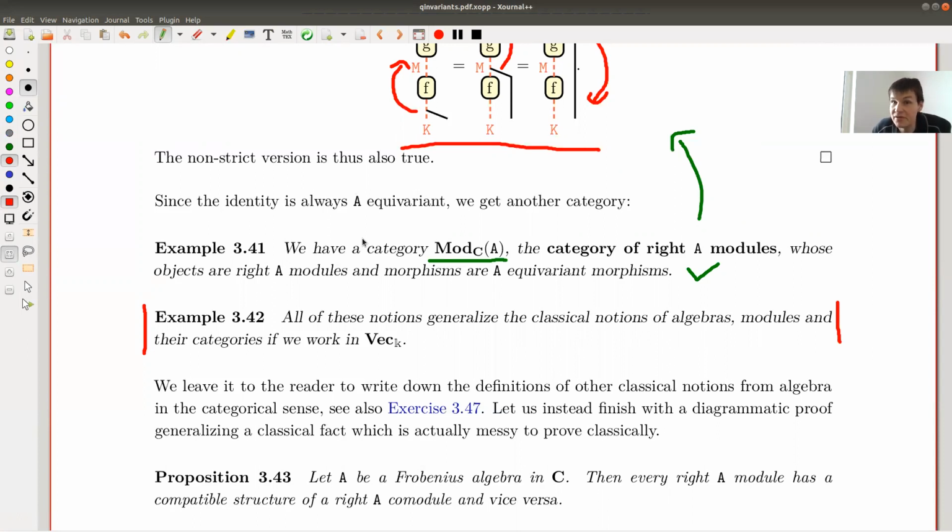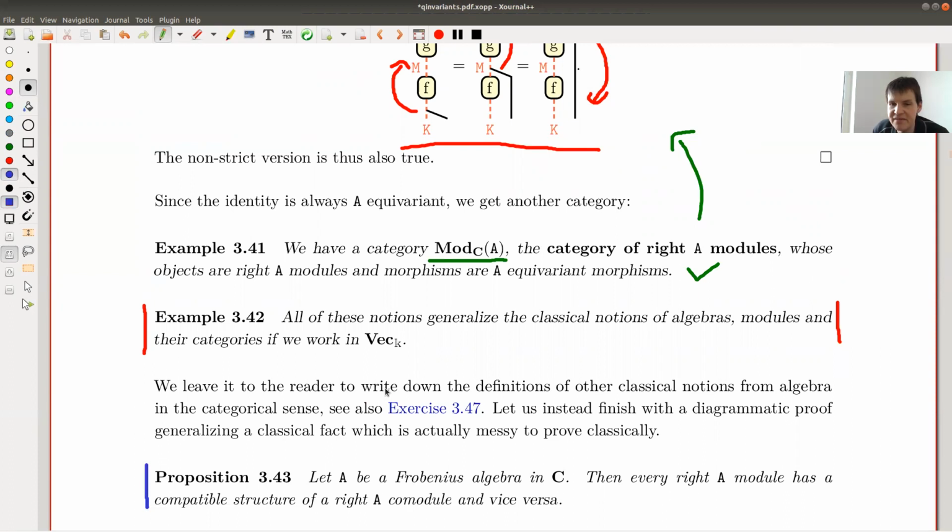Let me just give you another diagrammatic proof. The exercise this time is to verify diagrammatically that whatever holds, something like that. That's actually a lot of fun. So let me give you another diagrammatic proof of a well-known fact. Let's say in vector spaces, it is a well-known fact which is a bit painful to write down, but the diagrammatic proof is easy. I call it a proposition.